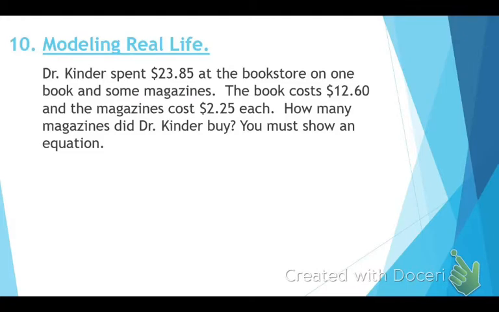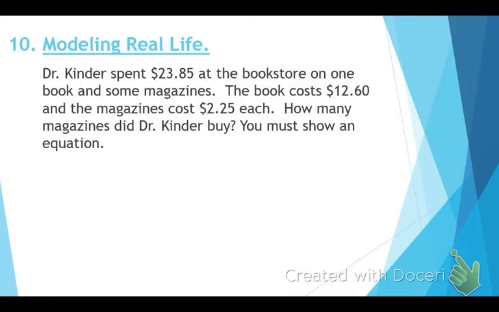All right, for the final problem today, Dr. Kinder spent $23.85 at the bookstore on one book and some magazines. The book costs $12.60, and the magazines cost $2.25 each. That's a key word right there. How many magazines did Dr. Kinder buy? You must show an equation.